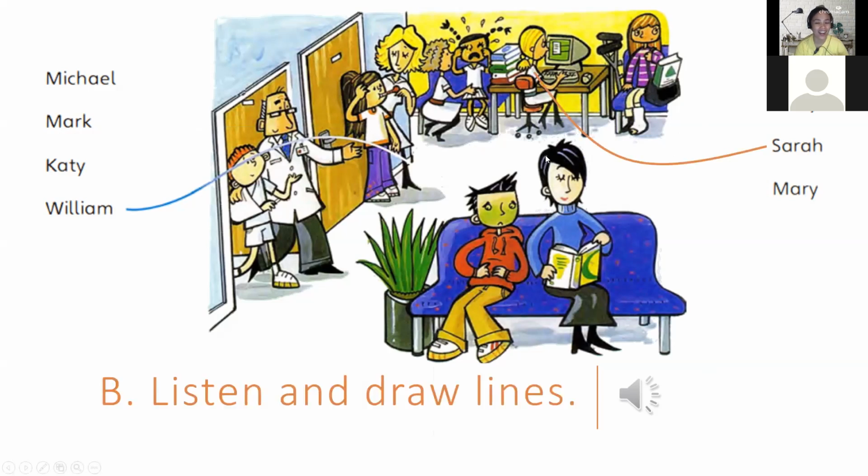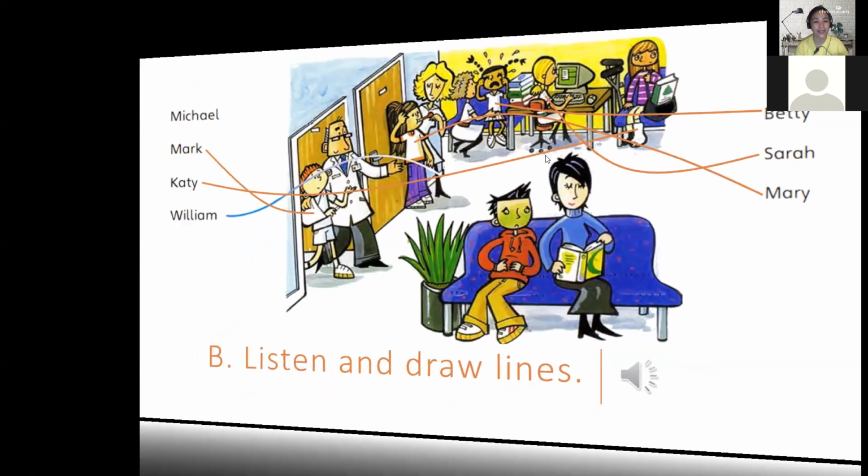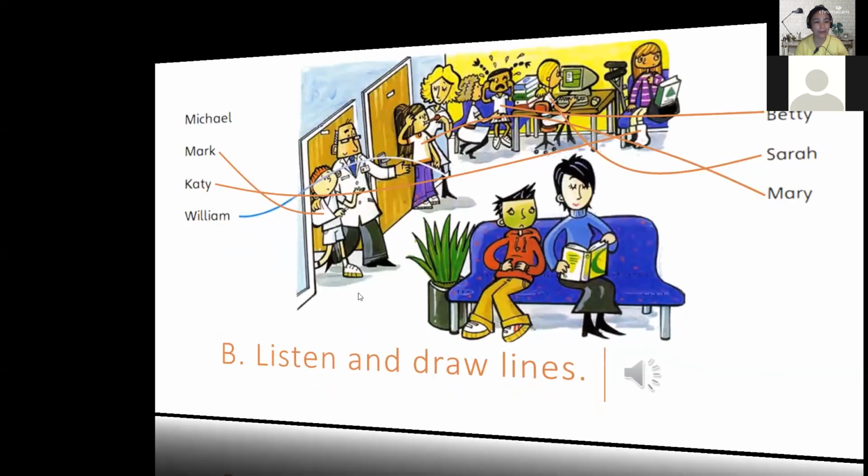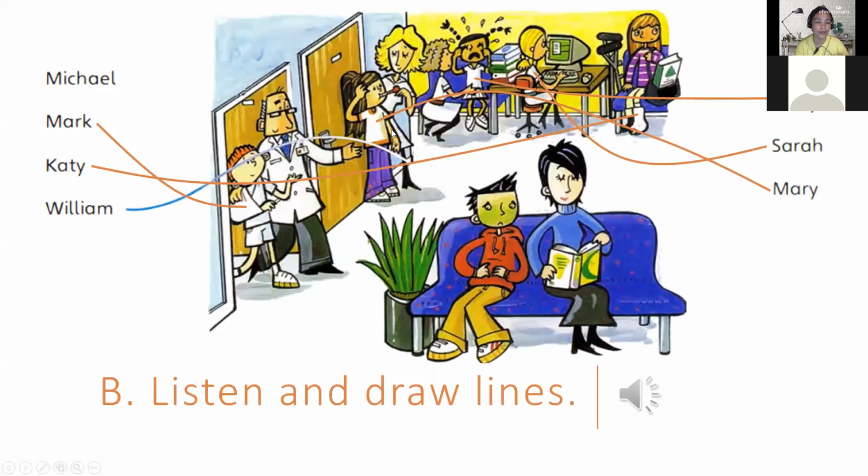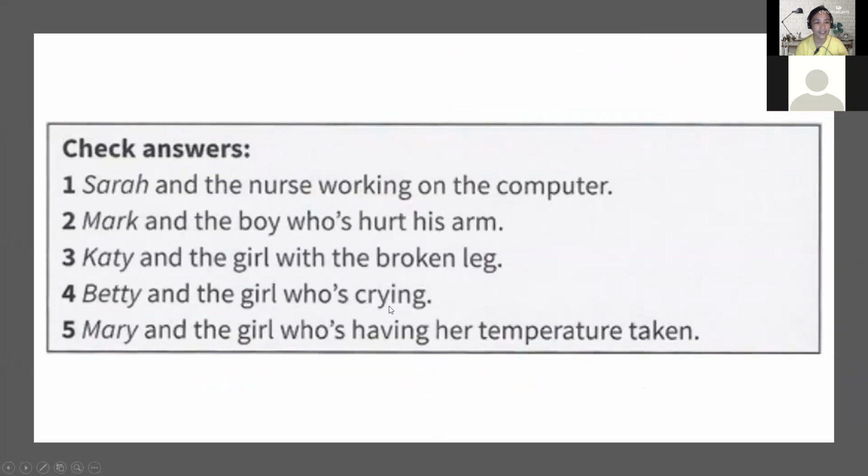So this is Sarah, Mark, Katie, Betty, Mary. Oh, there's no William, baby. It's already here. William is already here. Okay? Yeah. Okay. Can you read it, baby?